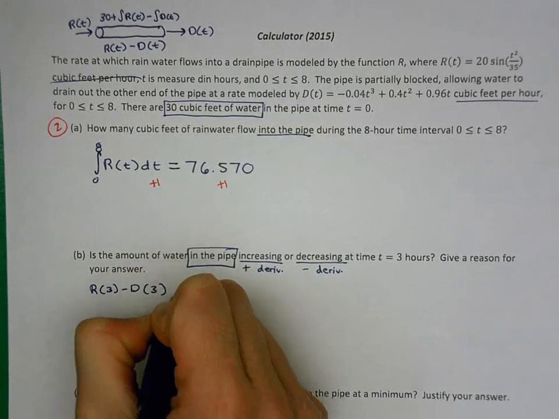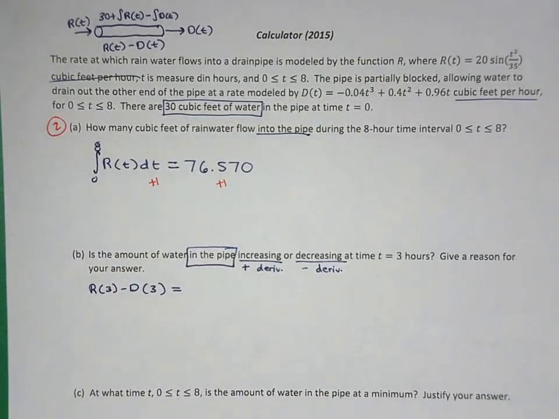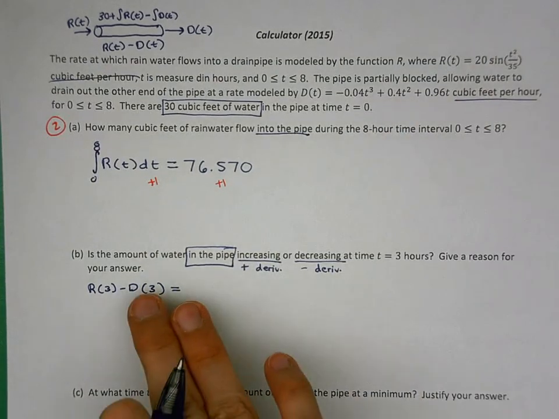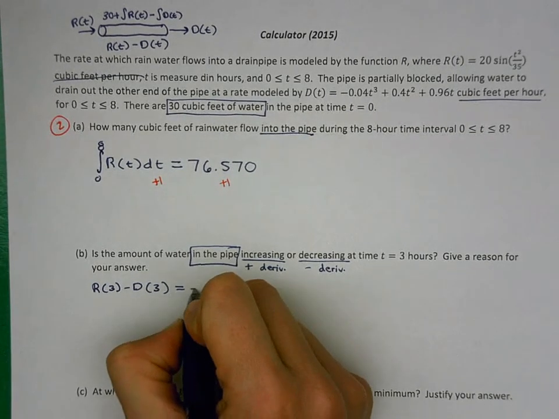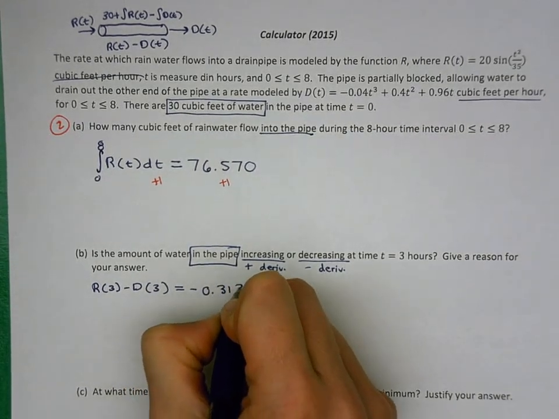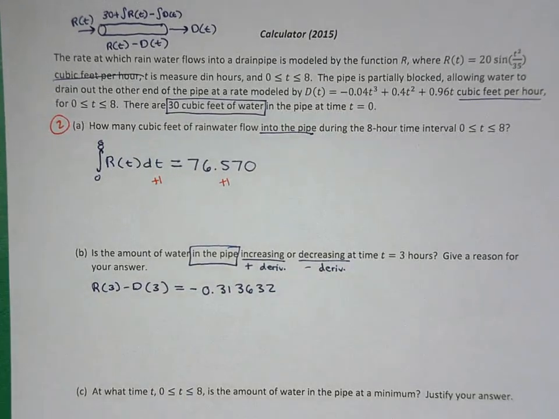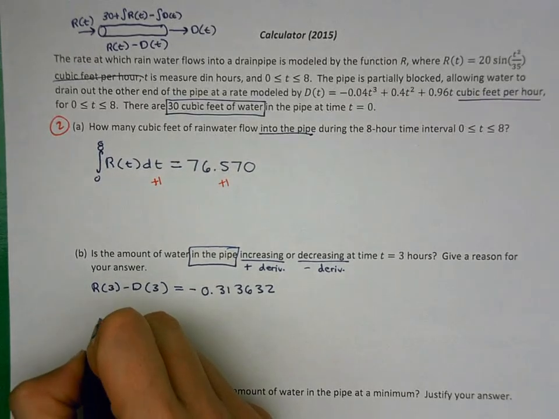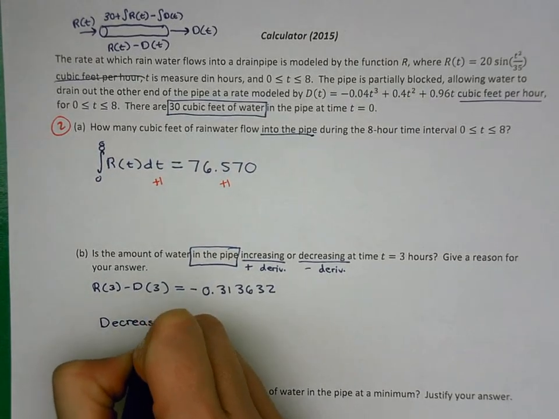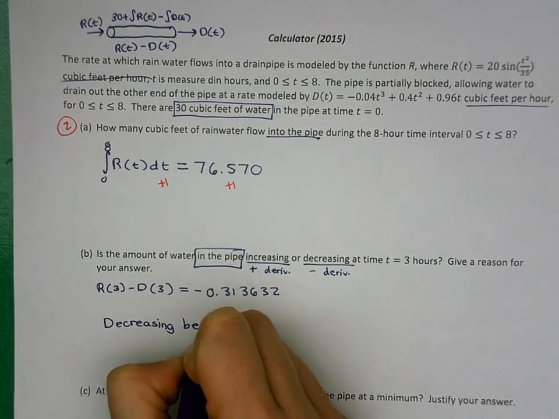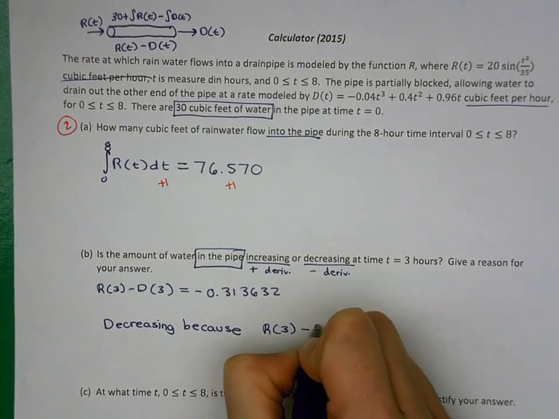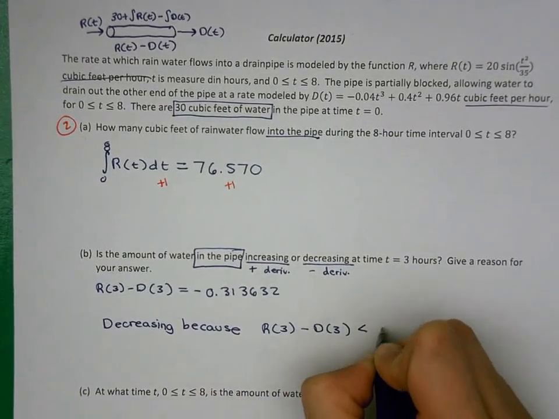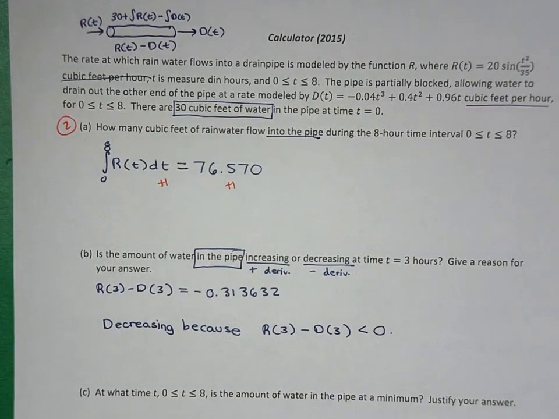So then you pick up your calculator, plug in 3 to R minus plug in 3 to D, calculate that, and you should get negative 0.313632, which, what does that mean? Well, that means we are decreasing. We have a negative derivative. So you'd say decreasing because R of 3 minus D of 3 is less than 0. Okay? Or something like that.